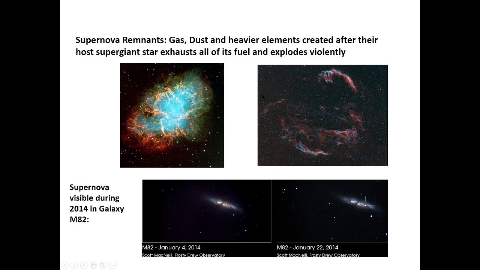Although candidates like, for instance, Antares in the constellation Scorpius, or Betelgeuse in the constellation Orion, are candidates for a supernova sometime in the future, maybe in our lifetime, maybe thousands of years from now. We're not quite sure yet.